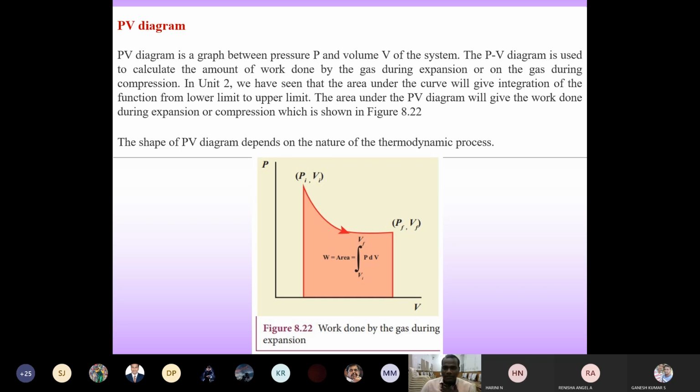If you calculate the area under the curve, we get the work done W. That is, the area is equal to the integration of P dV. The shaded area will give you the work done, that is the integration of P dV from the initial volume V1 to the final volume V2, Vf. So using the formula will also give you the calculation of the area.